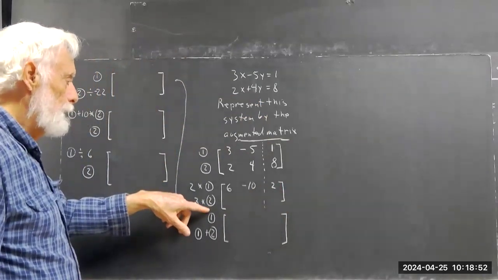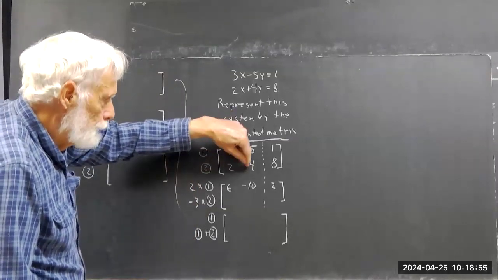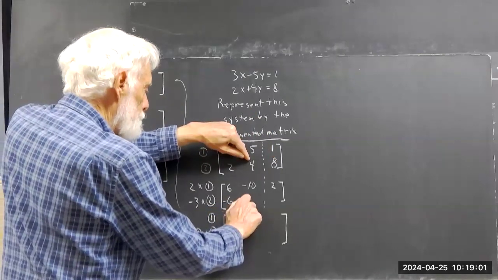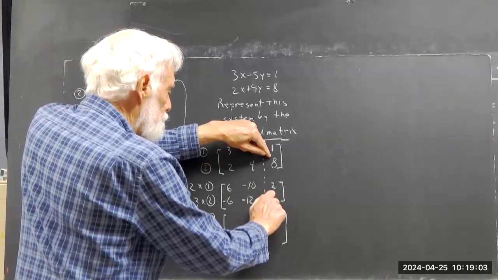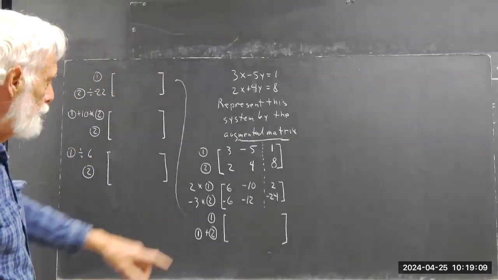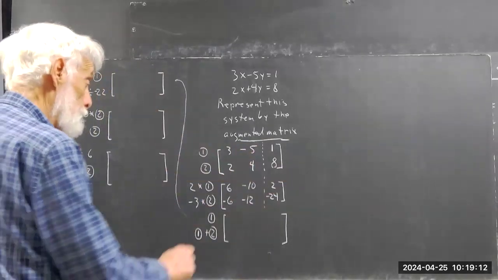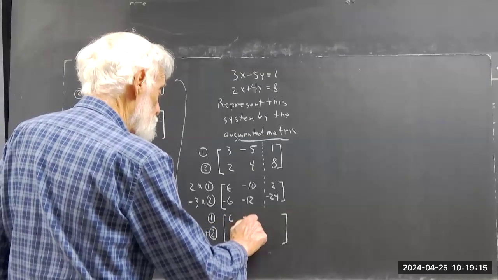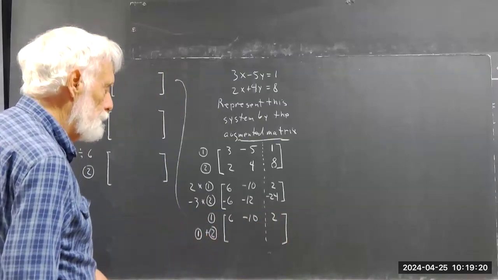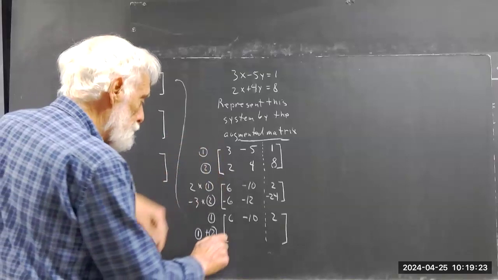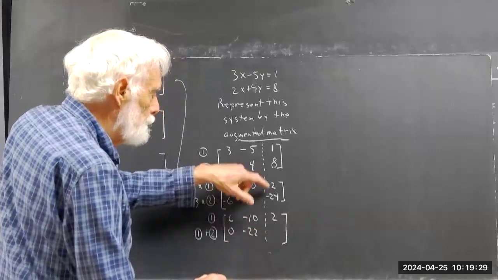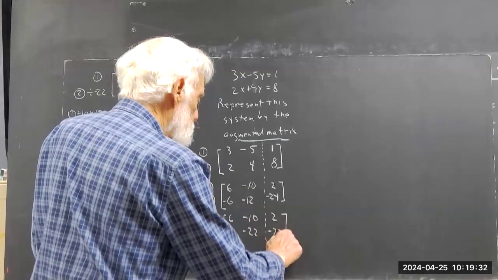And you've got -3 times row 2. -3 times 2, -3 times 4, -3 times 8. -3 times 2 is -6. -3 times 4 is -12. -3 times 8 is -24. Then we just write down row 1 from the previous step. And then we add row 1 to row 2. 6 plus -6 is 0. -10 and -12 is -22. 2 and -24 is -22.